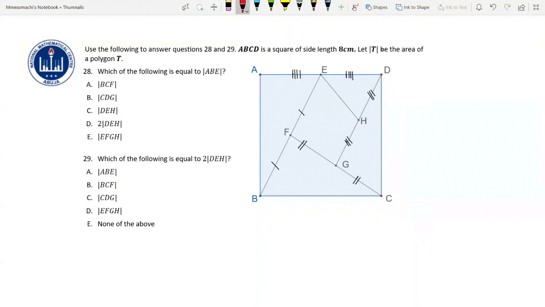We're discussing the just concluded first round of the NMC Senior Math Olympiad, National Olympiads in Nigeria. My name is Mesomachi, Meso for short. So we'll be talking about the next two geometry problems in the exam, that's number 28 and number 29.